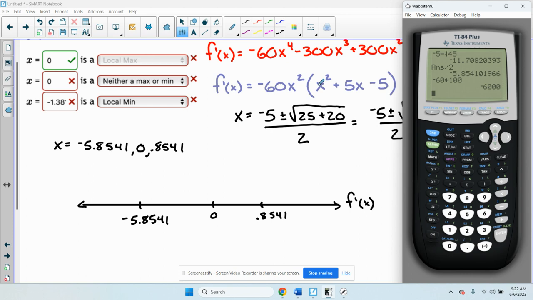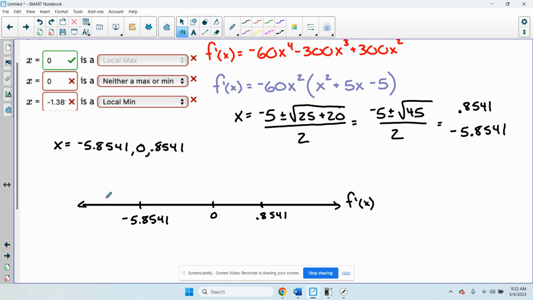And then if I plug negative 10 in here, I'm going to get 100 minus 50 minus 5. So I get negative 6,000 times 45. You're not concerned with what the actual number is. You're just concerned with the sign. So a value over here is going to give me a negative for the derivative.